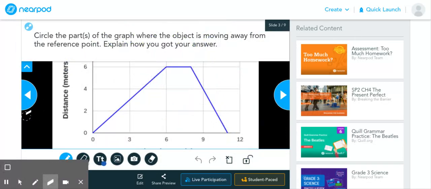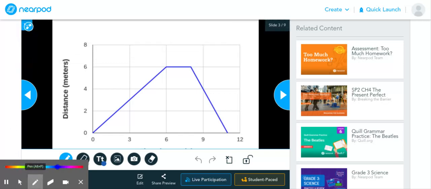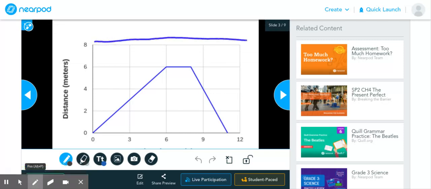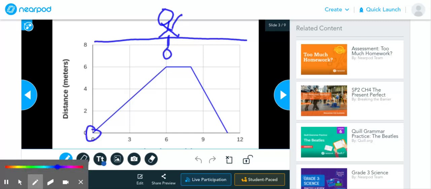Okay. So now we have to circle the part of the graph where the object is moving away from the reference point. And again, it's a distance time graph. So if we start at 0, let me just draw you guys a little picture of what this looks like. So this person is starting at 0, right? So that's here. And then let's make another color. Let's make it like 6 seconds. They're at a distance of 6. So let's call this 6.